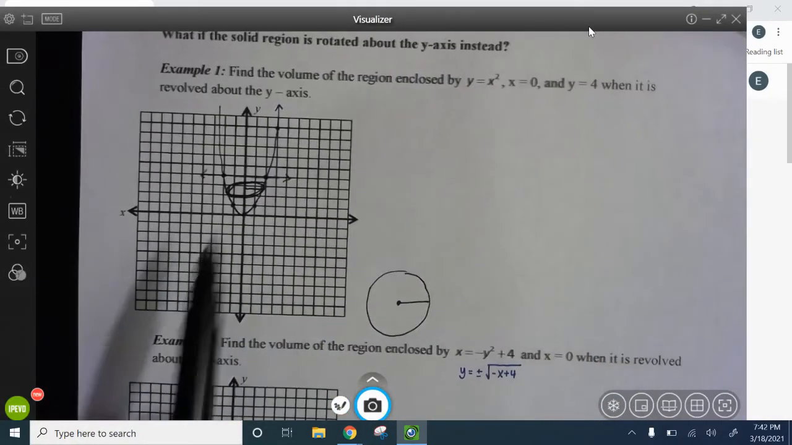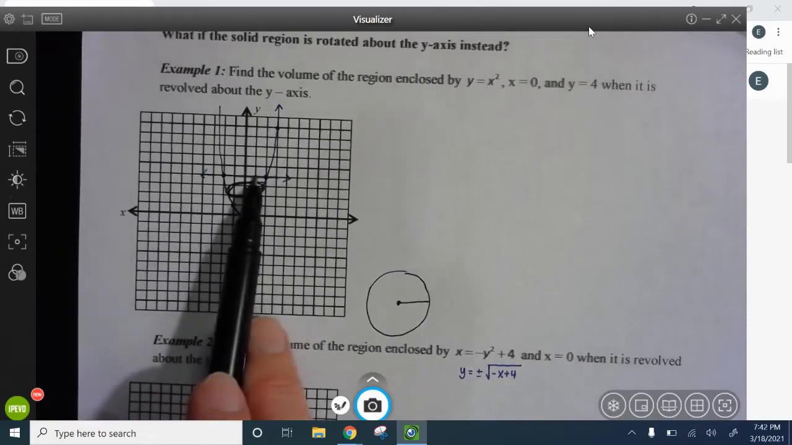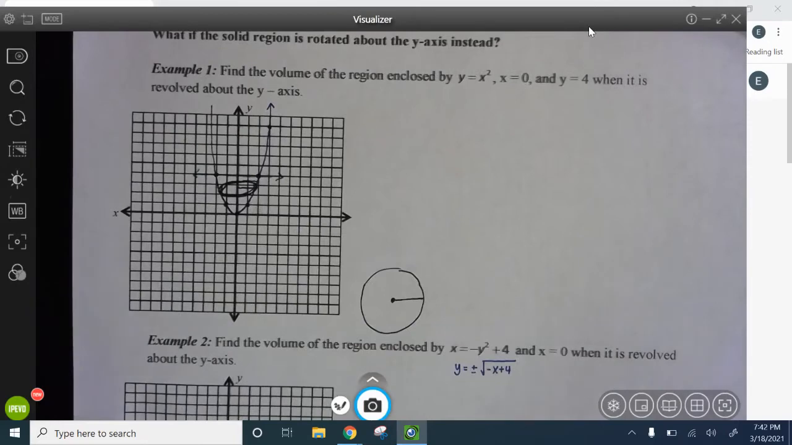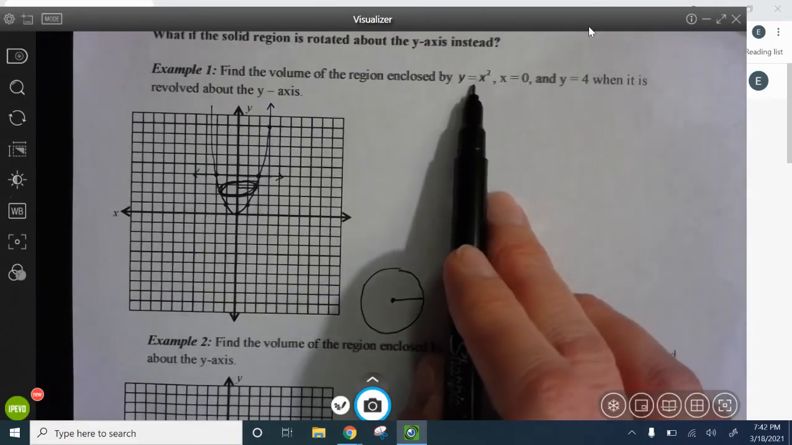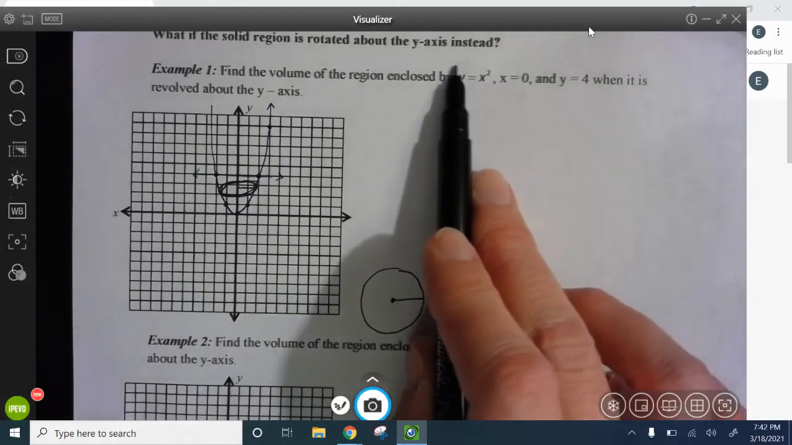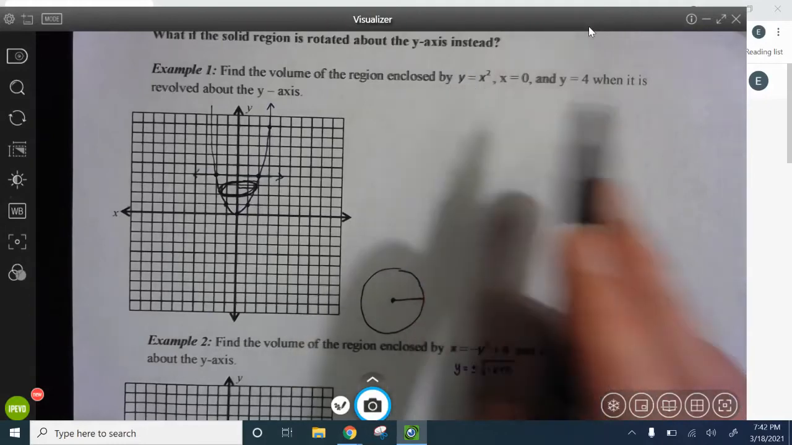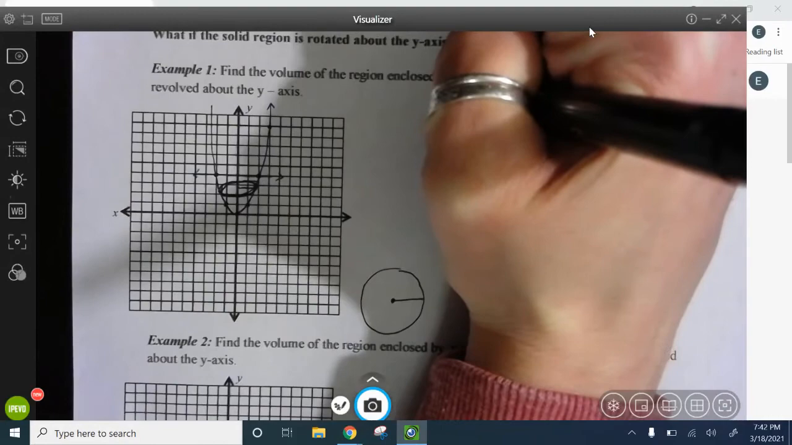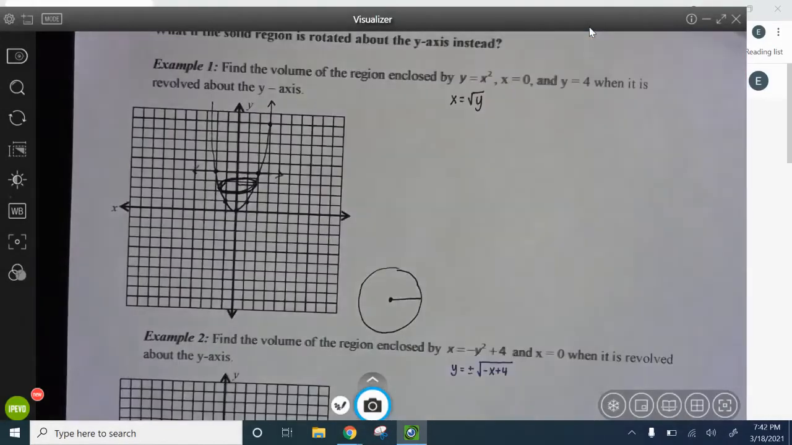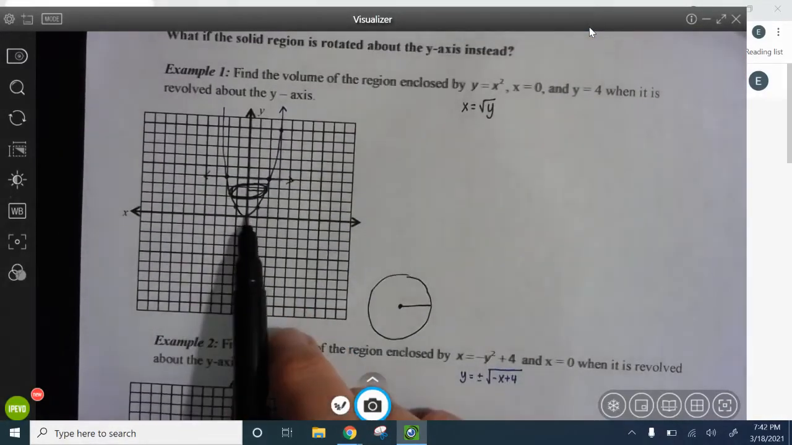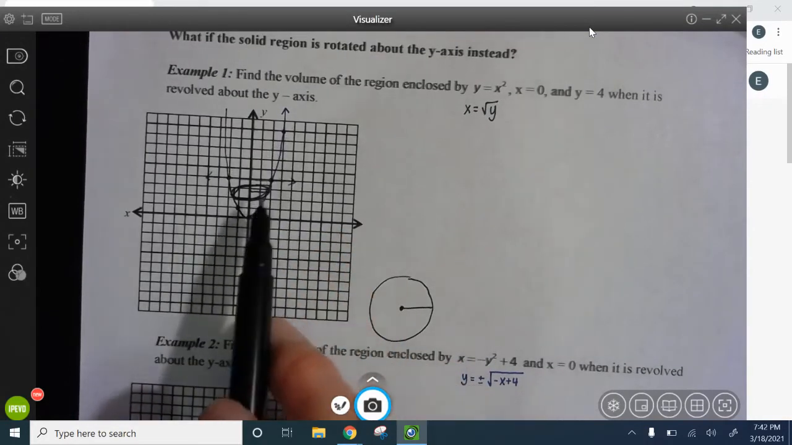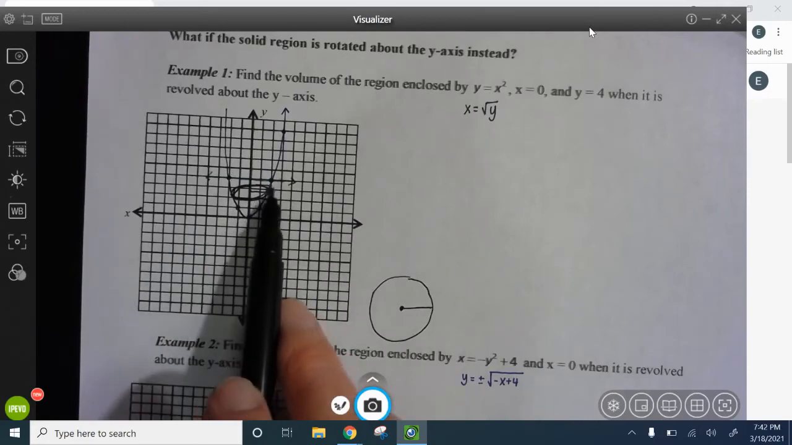But because we are rotating about the y-axis, we're going to want to integrate in terms of y instead of x. So when I go to use my radius, I'm going to want to manipulate this equation as an x equals instead. So this is going to be equal to the square root of y. This is technically x squared, but if we solve it for an x equals equation, it's really the square root of y. So my right-hand part here is really the square root of y.